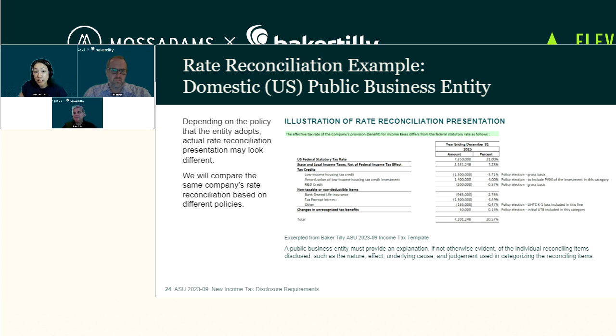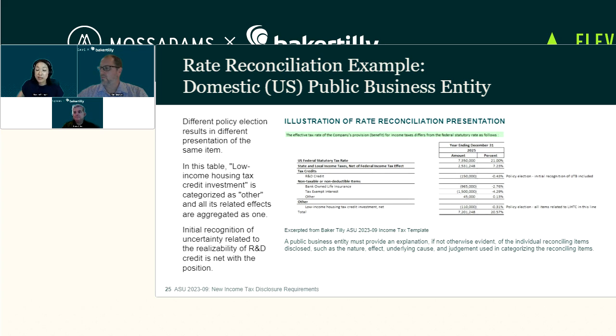Another thing you can see here is the R&D tax credit of $200,000. That's a gross amount. And then there's another category item that says change in unrecognized tax benefits. That's actually an initial recognition of the uncertainty associated with the R&D credit. Like Dave and Tim mentioned, this item, the initial current recognition, can be presented net with the position that it relates to. So we're looking at this example now, but in the next slide, we are going to show how different policies are going to impact the presentation of the same rate reconciliation.